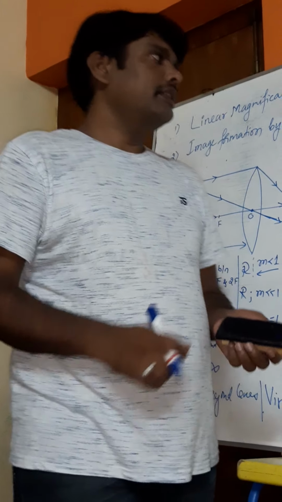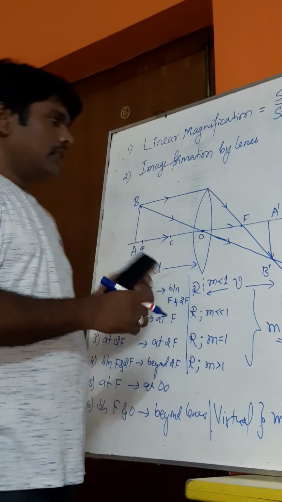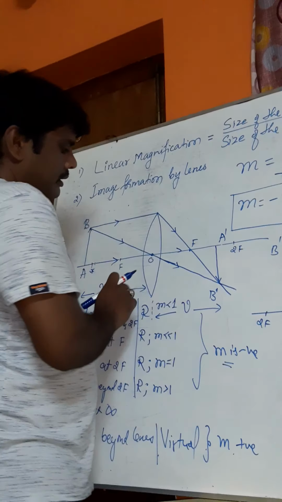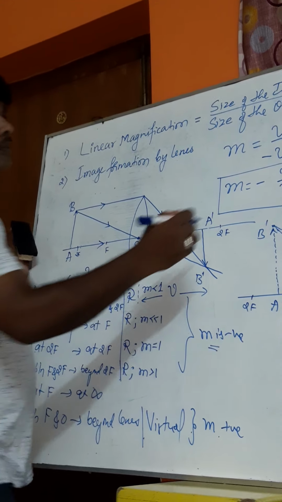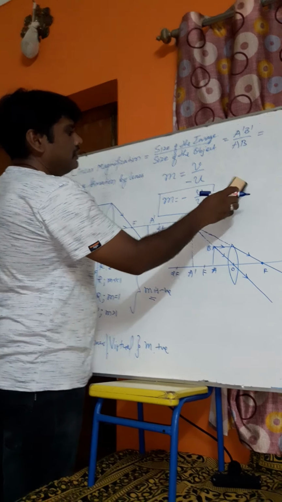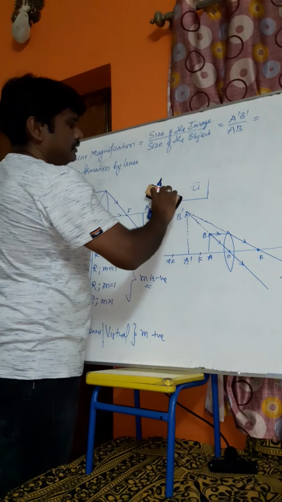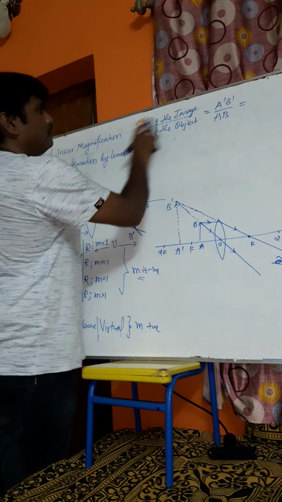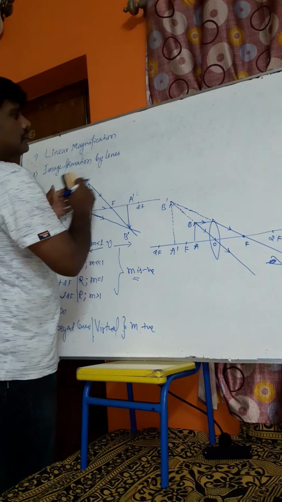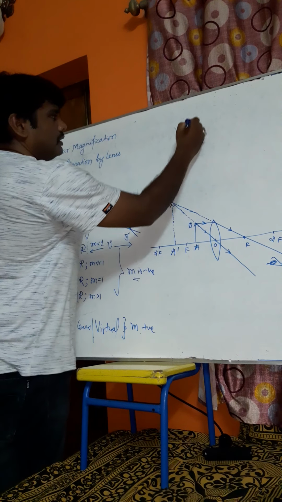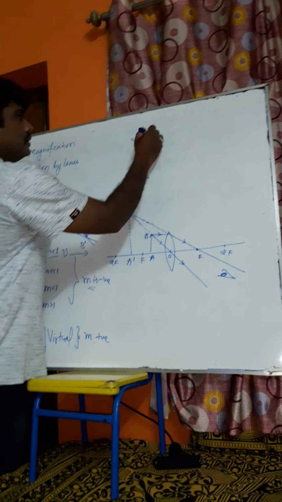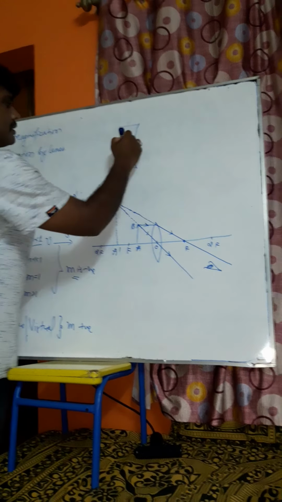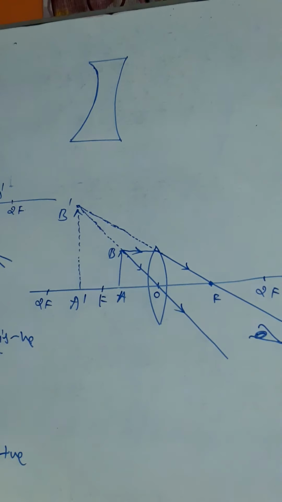Okay, dear students, in this part, let us continue. We already know that a convex lens produces both real and virtual images. Now let us consider the image formation produced by the concave lens. Say this is the concave lens. The physical structure of a concave lens should be drawn like this.